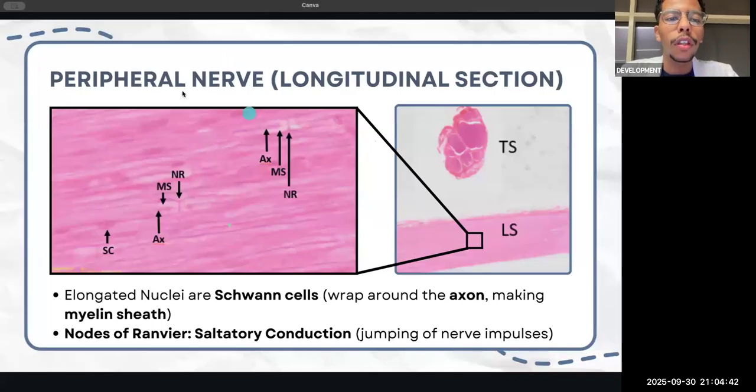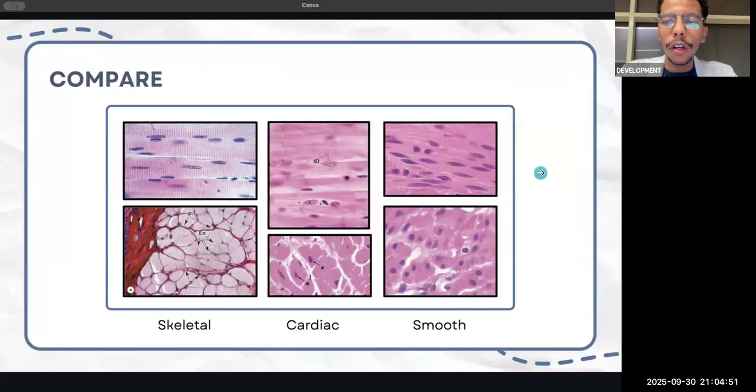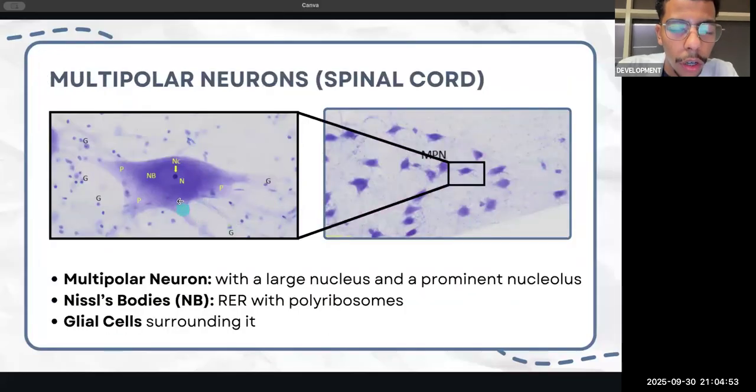Unipolar and multipolar. Unipolar means just one pole, one long axon. Multipolar means it has more than one process. So look here, multipolar has how many processes? Look, 1, 2, 3, 4. So it's more than one pole, so multipolar. And it kind of looks like a star.